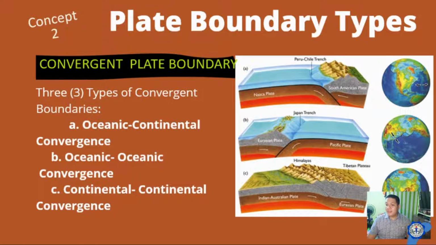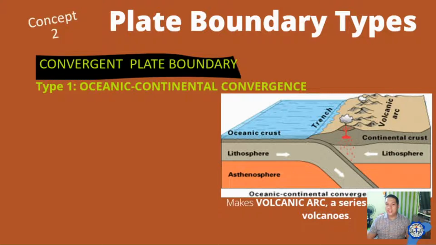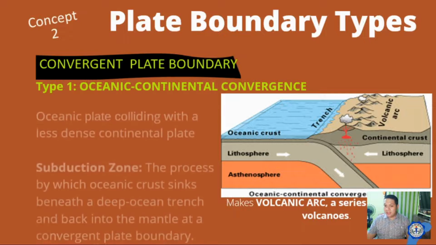So first, we have oceanic continental convergence. Second, we have the oceanic convergence. And the third, we have the continental convergence. So let us take each type one by one. So let us have the type 1, which is the oceanic continental convergence. So from our previous lesson, we have tackled the different types of crust, right? And we have the oceanic crust and continental crust. So for type 1, oceanic continental convergence, this is what happens.